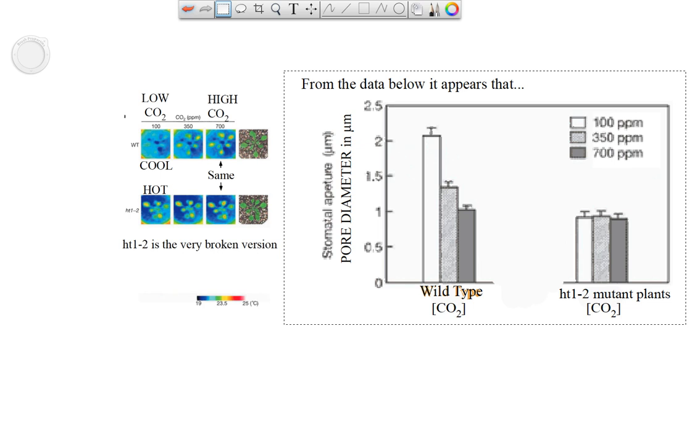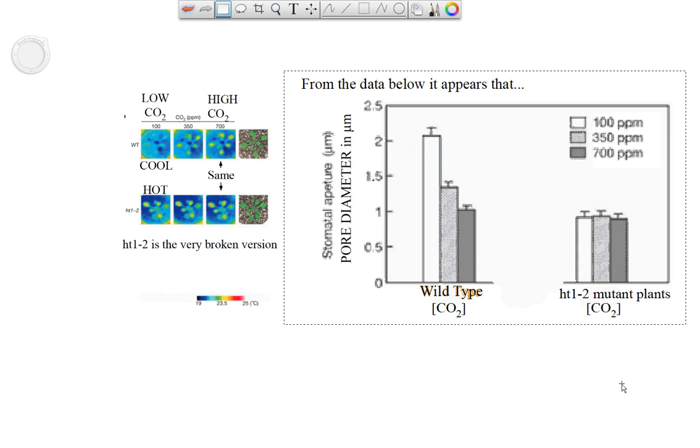Now, in order to carry out this experiment, which must have been expensive, they had to hypothesize that if leaves are opening and closing stomata in response to carbon dioxide, then those leaves are going to be of different temperatures, because when stomata open, more evaporation happens. More evaporation leads to more cooling. Okay, so they write a grant.